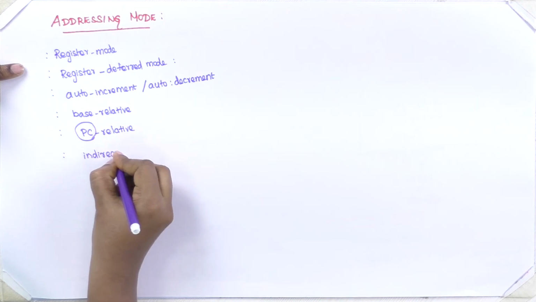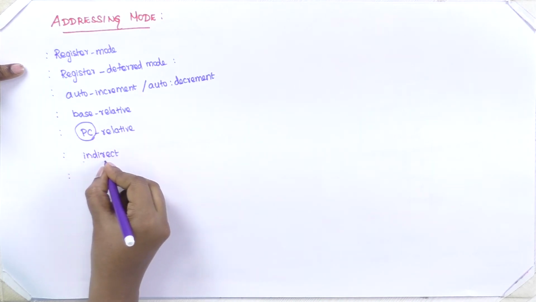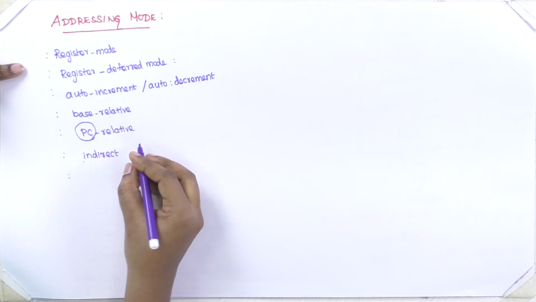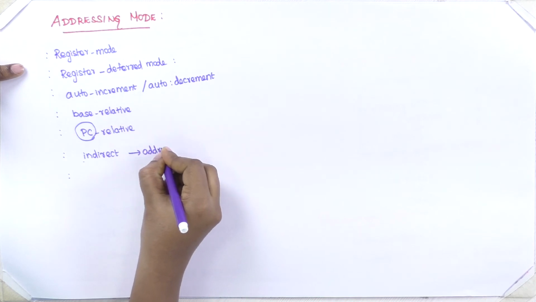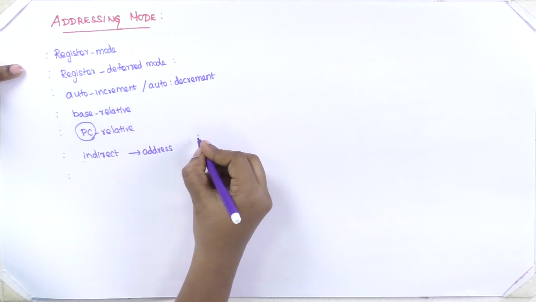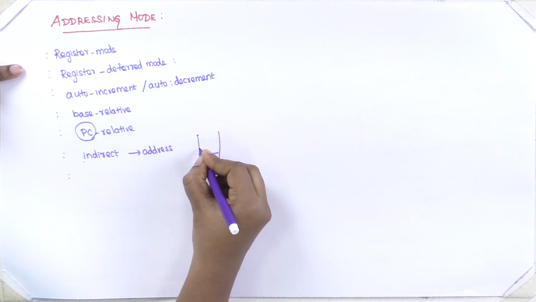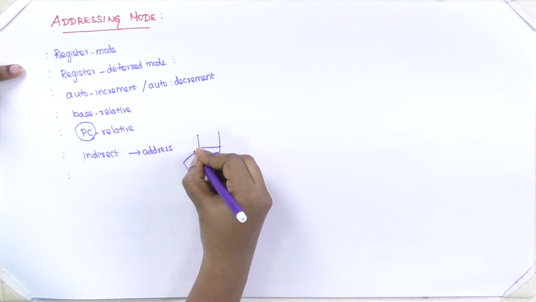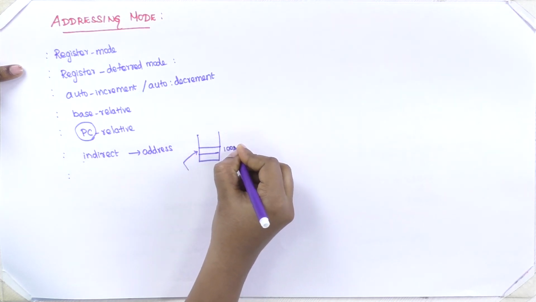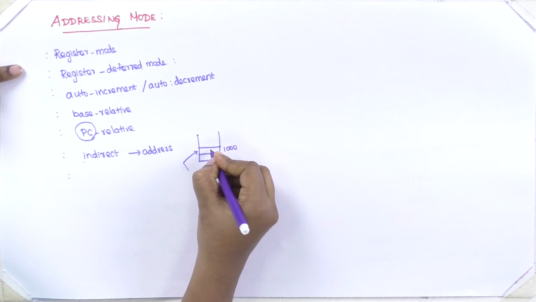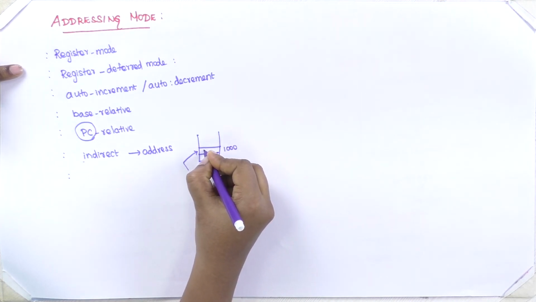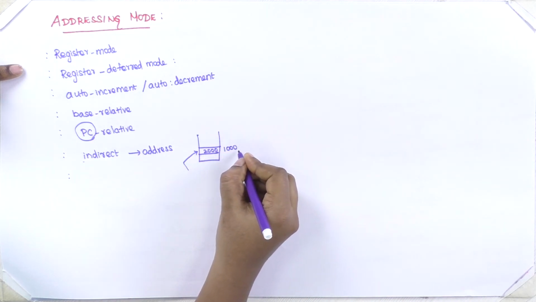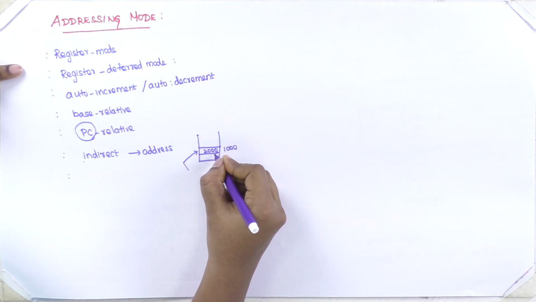Next, indirect addressing mode. In indirect addressing mode, the address of the operand is stored in memory. For example, if this is a memory space, first we will move to an address. Let us take the address as 1000. First we will go to the address 1000. Inside the address 1000 we have a value 2000.